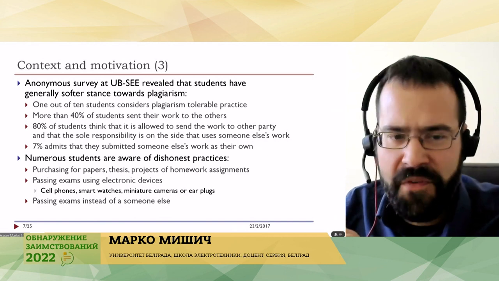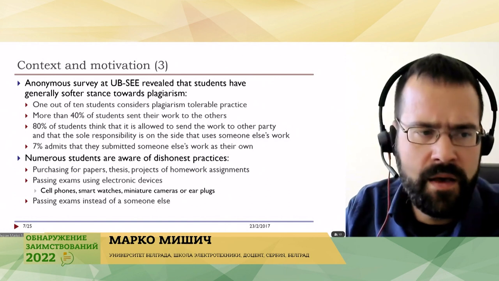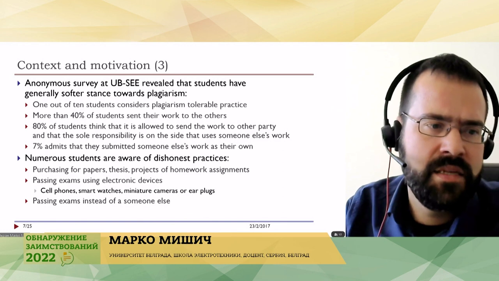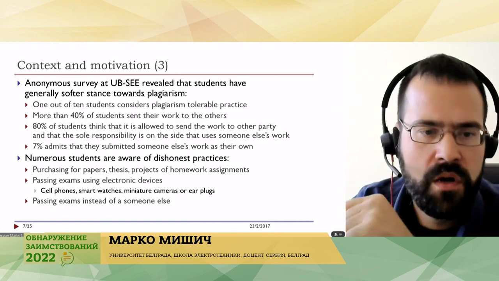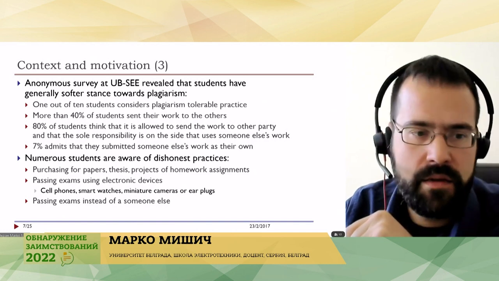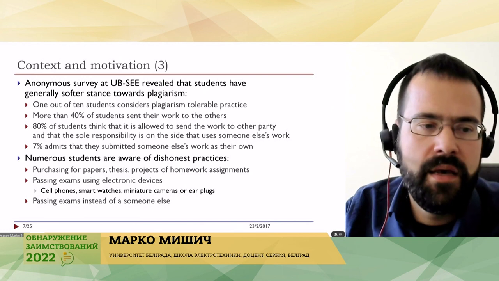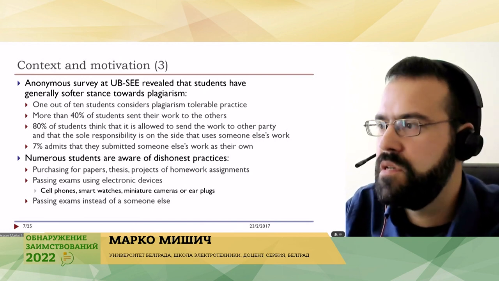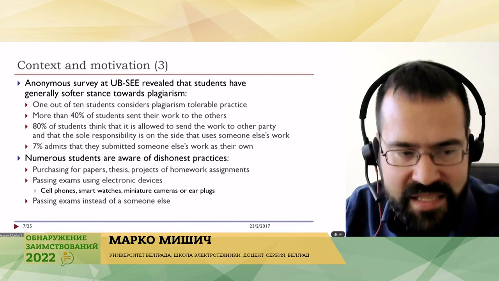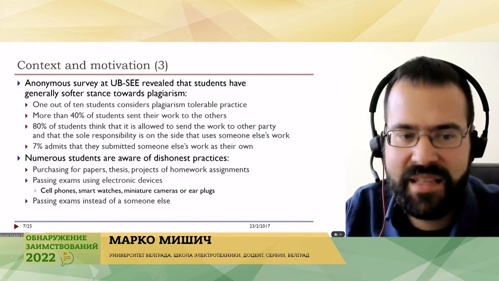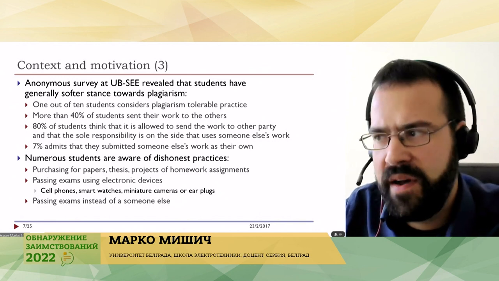Of course, students are aware that there are a lot of dishonest practices among students. Just to name a few, there are paper mills or homework mills, which allow students to buy solutions to their exams, to purchase papers, theses, projects, or homework assignments. Then some students try to pass their exams using electronic devices such as cell phones, smartwatches, miniature cameras, or earplugs. Even those pieces of technology are used in order to pass the exam. And we also have very severe practices where someone tries to pass the exam instead of someone else, which also includes the forgery of student documents in order to be correctly identified, and similar.